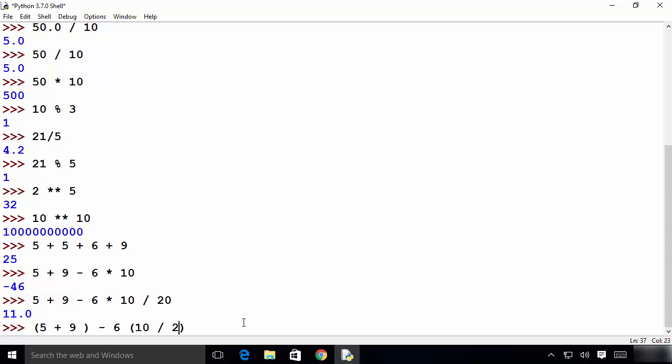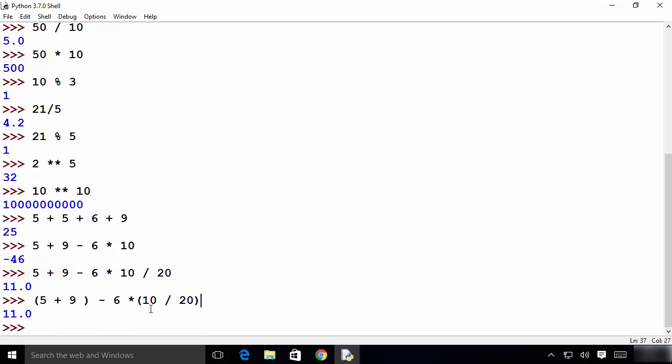first the addition of these two numbers will happen, and then the division of these two numbers will happen because parentheses have the highest priority. And then the result will be multiplied by 6 because multiplication has the higher priority out of these two operators, which are minus and multiply. And at the end, the subtraction of the result will take place. So let's press enter and see what the result is. The result here is 11.